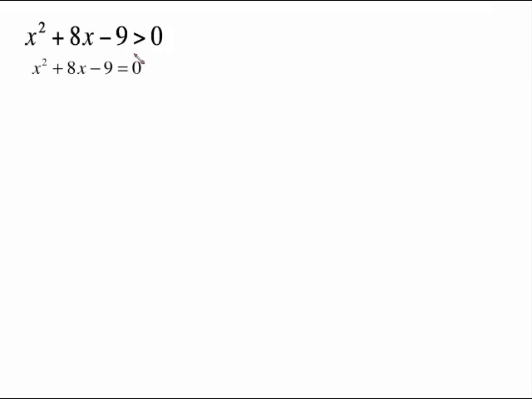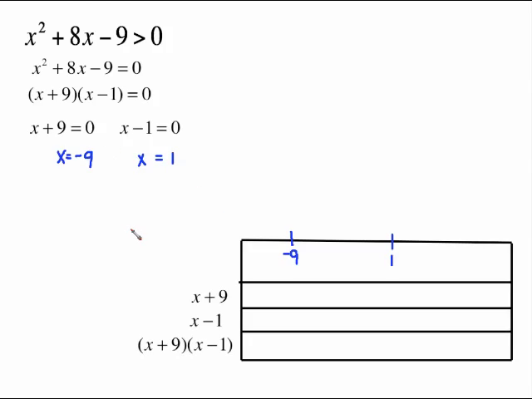Another one. Here was the original inequality. Here is the equation that we're going to solve. Factor that up, set them equal to 0, and solve. So those are the two numbers that I'm going to place on my number line. I've already drawn the chart. Here are my three things: x plus 9, x minus 1, and the product of the two. And now it's a matter of doing your test.